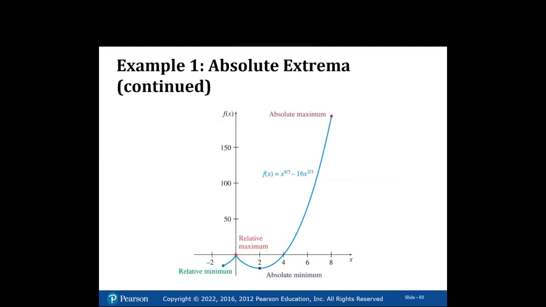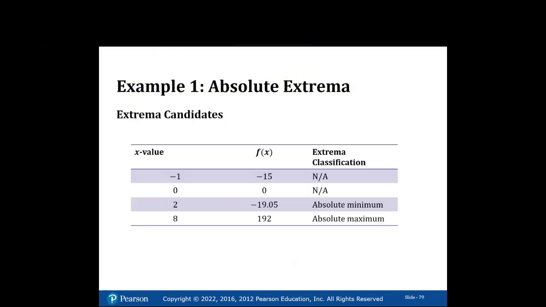And here is the graph of that function that they use to make that table. So here we can see our absolute min and our absolute max, right? But we also have these other two numbers, -1 and 0. And we can see -1 was -15 and 0 was 0.